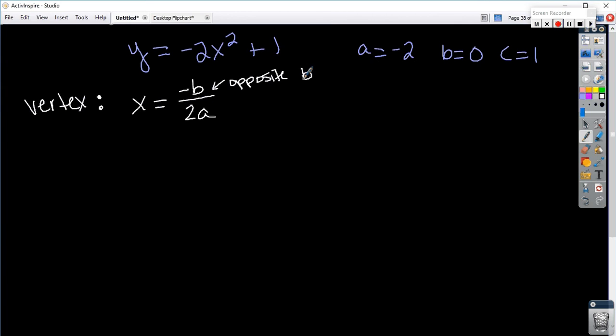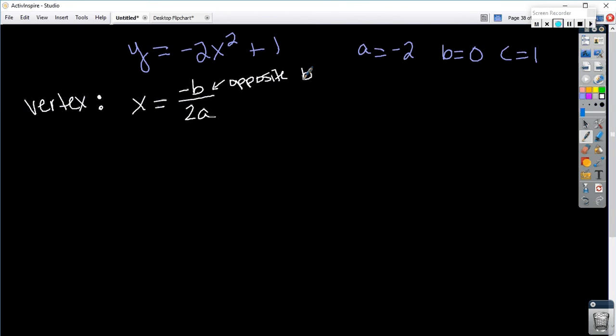Here's why. If b is negative in your equation, then you would make it positive when you plug in here. It's opposite b, not negative b, because two negatives would make a positive, right? Sometimes if you say -b, it makes you think that it's always negative, but that's not always true. So it's easier to think opposite b, okay?